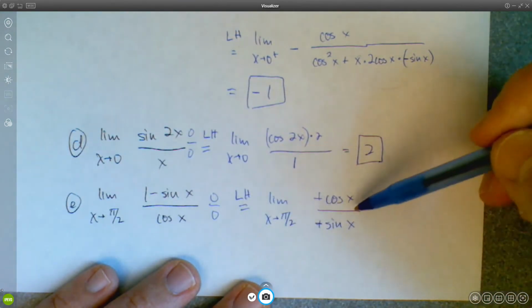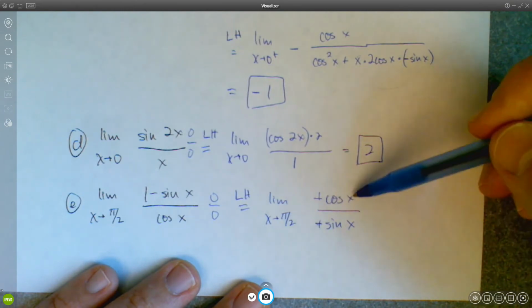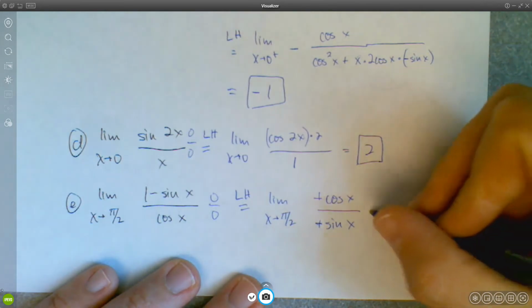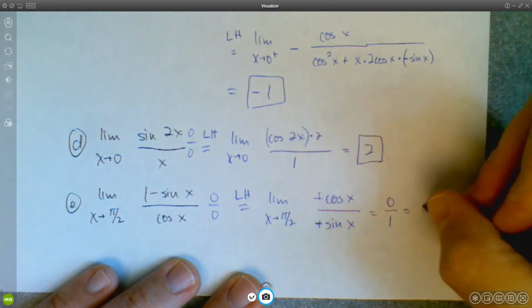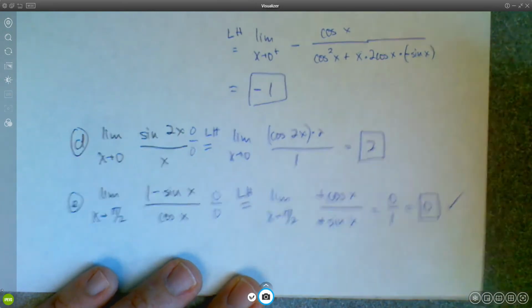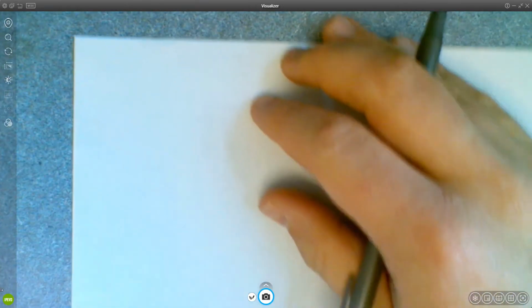If we plug in pi over 2 now, cosine of pi over 2 is 0, but sine of pi over 2 is 1. So this is just 0 over 1, which is just 0. That's not indeterminate, right? That's just 0. Okay, I don't know why I put a check mark on that one, but there you go. I guess I was just feeling extra good about that one.